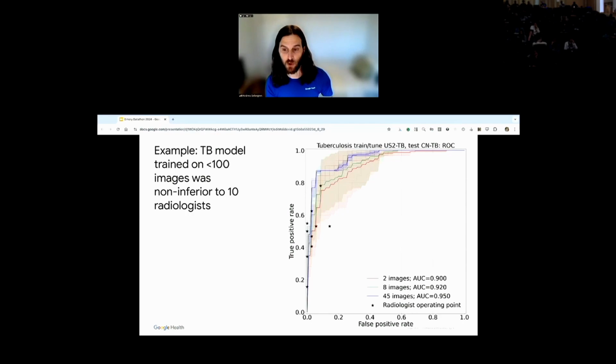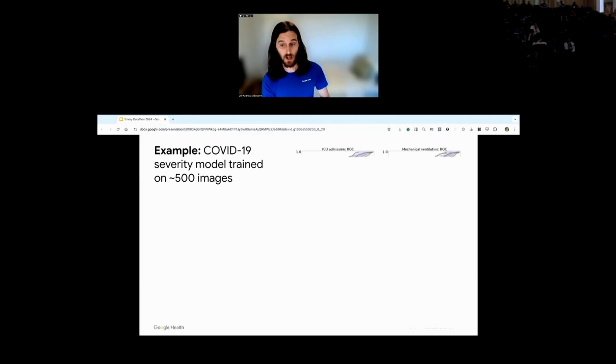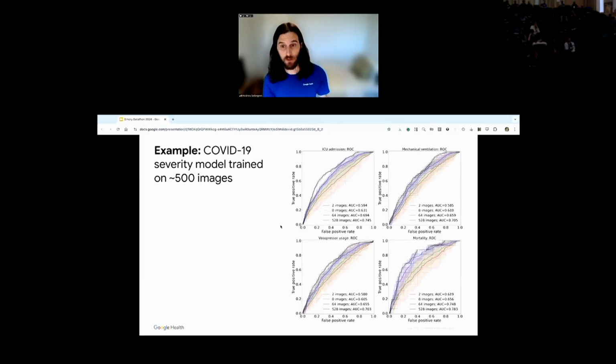I'll jump through this too, but again, training with only 40 or so images, you start to get performance that's as good as radiologists on certain tasks. I'll say this data set is relatively easy, so it's maybe overestimating the ability here. But similarly here, we only had a few hundred images. This was the beginning of the pandemic, and we got a month's worth of data from one of our partners. And so what could we do with that amount of images? Well, we did the best that we could to predict ICU admission or ventilation or the need for vasopressors, but with only a few hundred images.